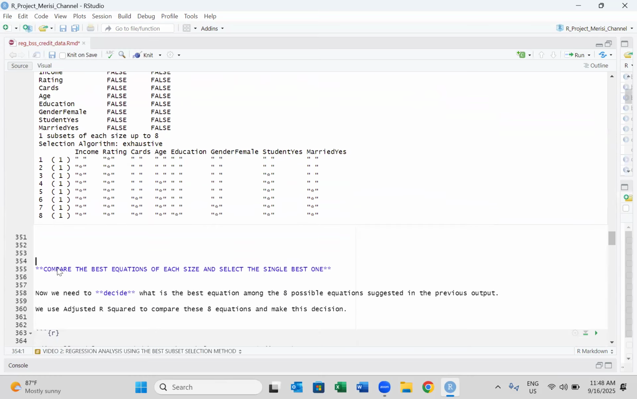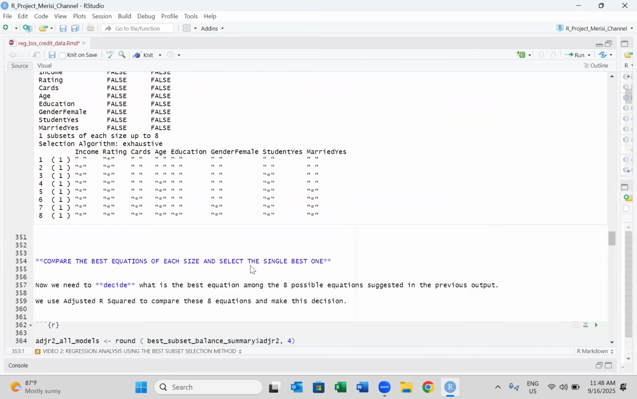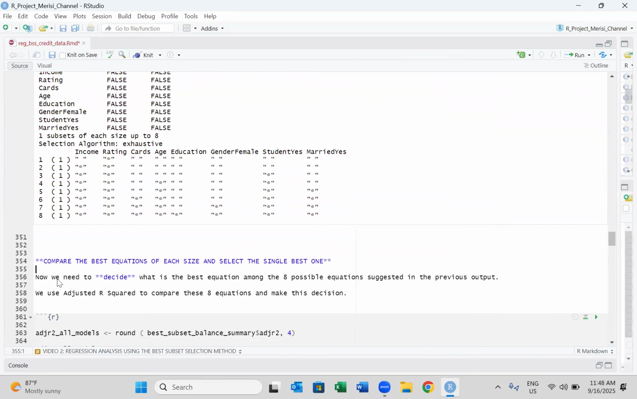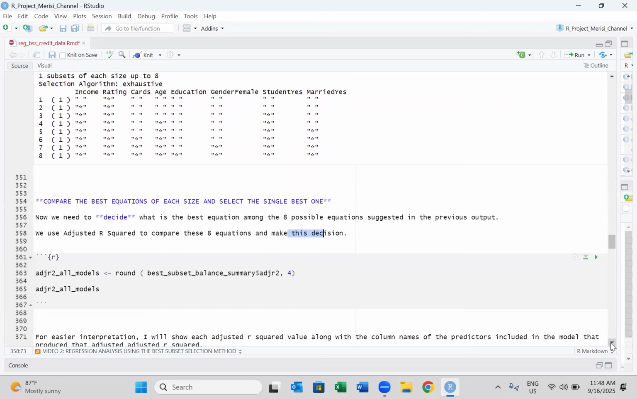Compare the best equations of each size and select the single best one. Let's read what I wrote for you here. Now we need to decide what is the best among the 8 possible equations suggested in the previous output. We use adjusted R squared to compare these equations and make this decision. By decision, I mean selecting the best one.